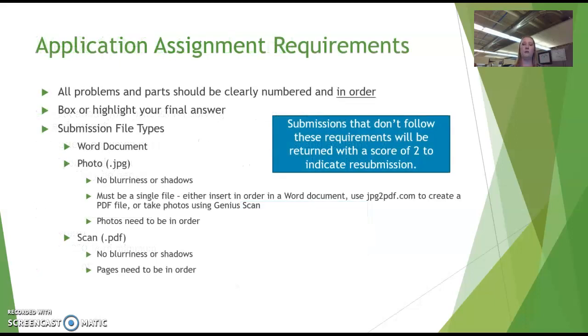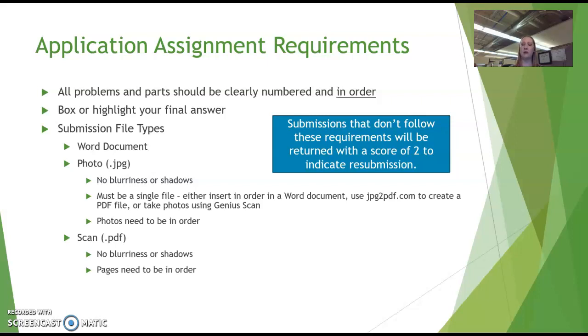For your application assignment, when you submit this, you want to make sure that all the problems and parts are clearly numbered and in order. Make sure you box or highlight your final answer. And you can submit these either as a Word document where you've typed up your math, or as a photo, but make sure your photo isn't blurry. If you have multiple photos, make sure you have a single document. So either put them in a Word document or turn them into PDFs. There are some suggestions there on how to do that. And make sure everything's in order so it's easy for me to follow.